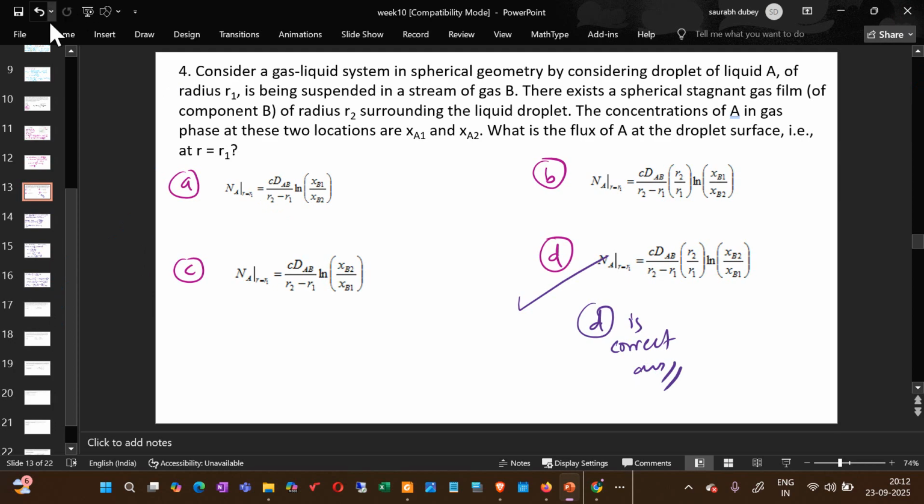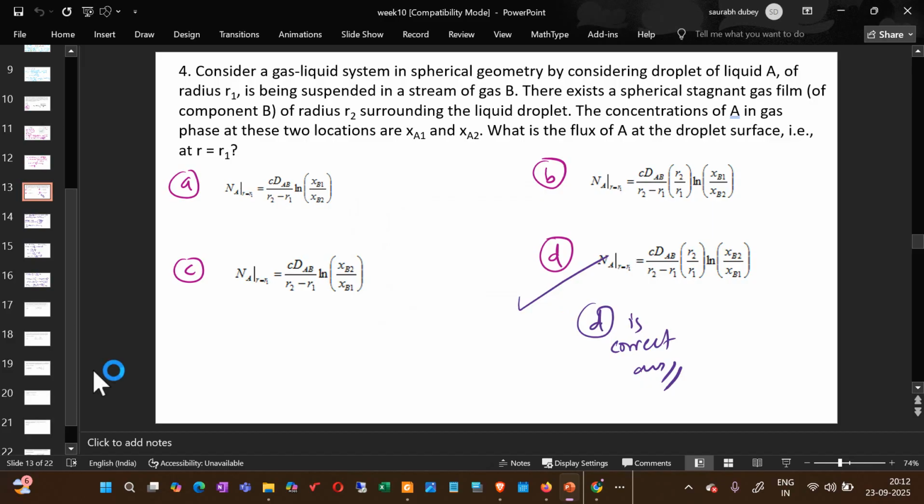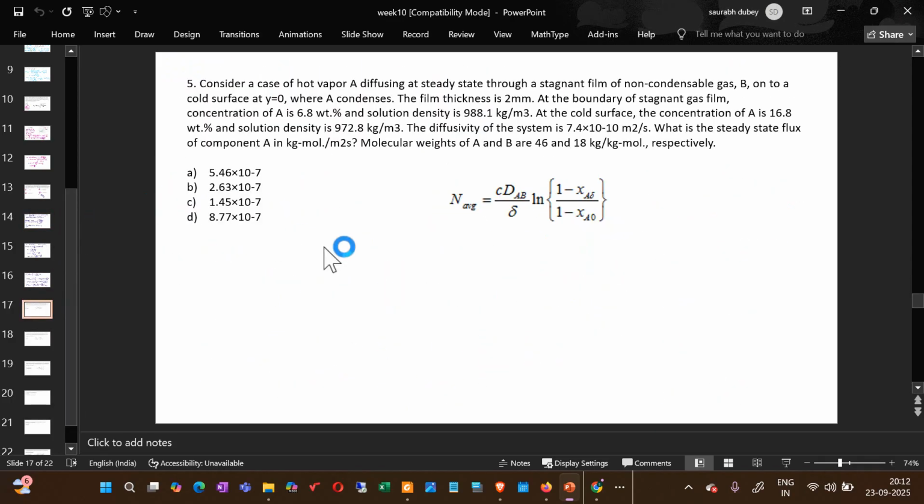So let us save it and move to the next. Today I am giving you a revision of all the things. So, very basic mass transfer, you may again go through. Everything was part of the discussion in the initial lectures of this particular week, which is week 10, right? So let's see question number 5.